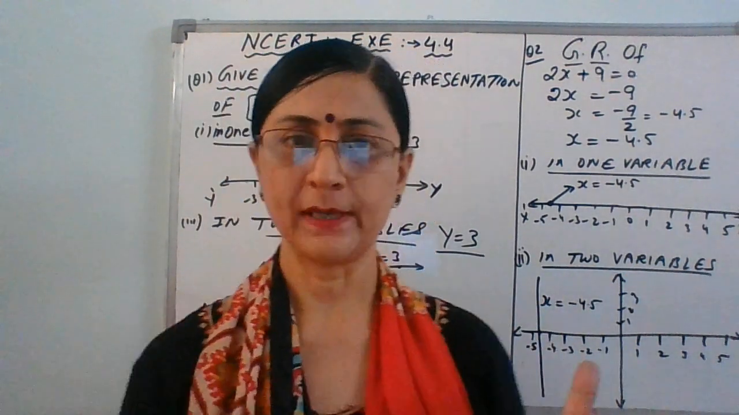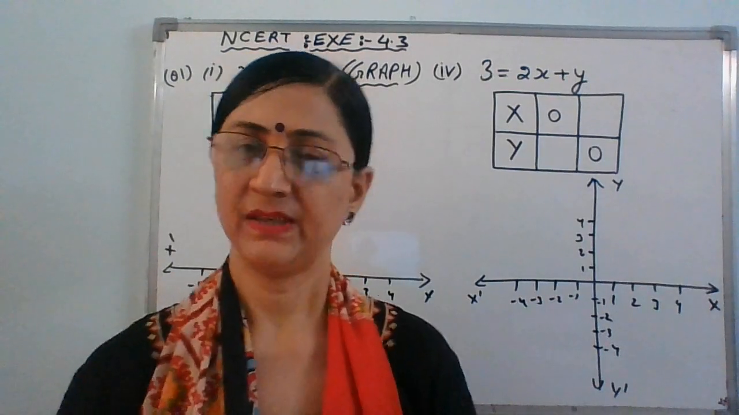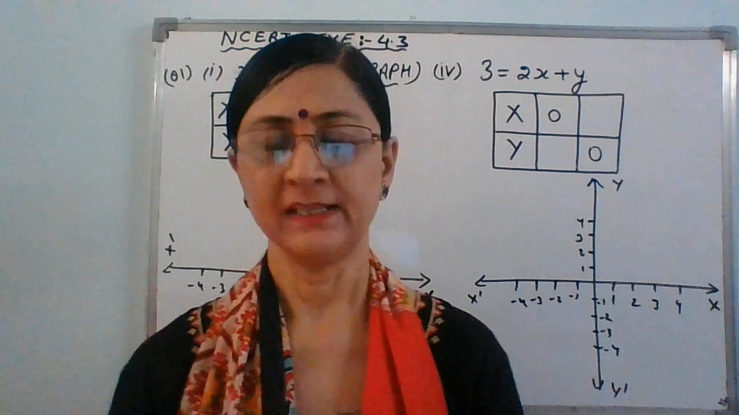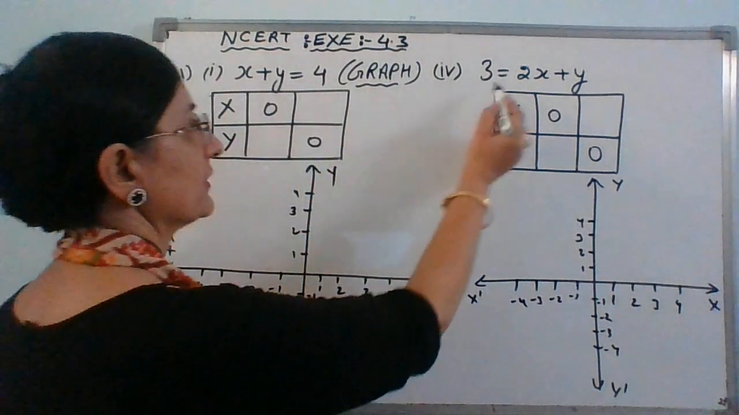Now I'm going to start exercise 4.3 of NCERT. Okay, exercise 4.3. The first question is about drawing the graph. We have to draw the graph for this equation and this equation.